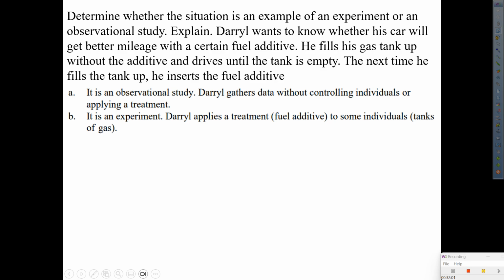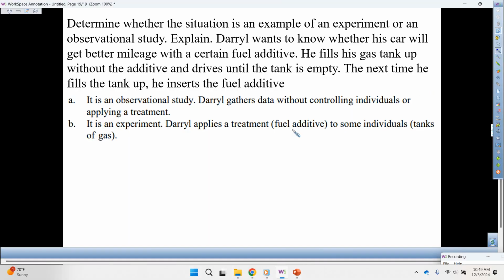Looks like Vanya's got it. Very good, Vanya. Sam's got it. But let's go with Alexa. What kind of study is this? Experimental. Hands if you agree with that. Experimental? That is correct. Why is it experimental? Austin S. Yeah, he added the additive, and he's actually adding something or manipulating this study.